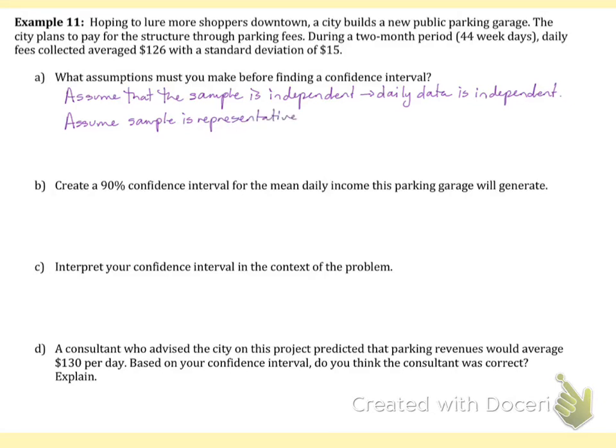So we'd have to assume the population of days. So we'd have to assume that within this sample they've had a holiday, they've had maybe some big event, something like that. And then we have to assume that this has met the nearly normal condition. So with a sample size of 44, this usually means that this is large enough to meet the nearly normal condition.